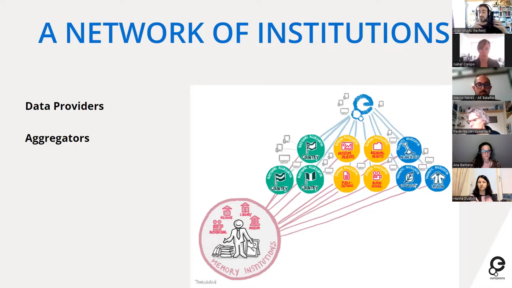And this middle layer is really important to make sure that we can take all of this data on and not be bogged down with personal relationships and personal work with thousands of museums.